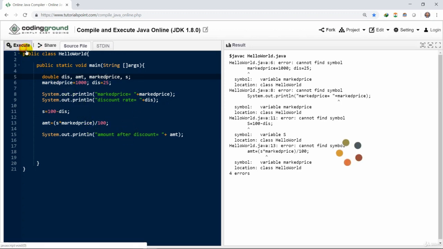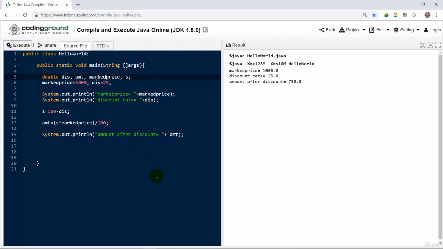So here it is. The mark price is 1000, discount rate is 25%, and the amount after discount to be paid by the customer is 750 rupees or US dollars or any unit, whatever you want to pay. Similarly, we could calculate a wide set of things: profit, loss, tax, income tax, sales tax, or such things that could be calculated.